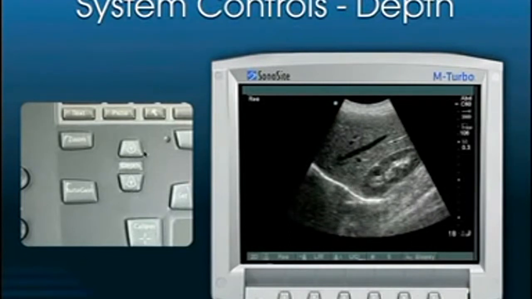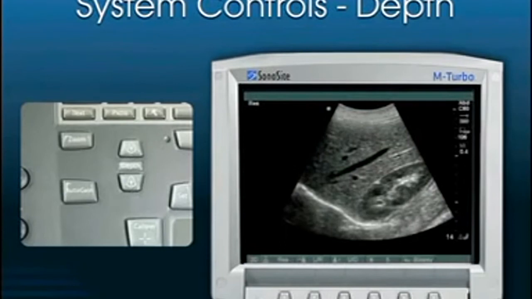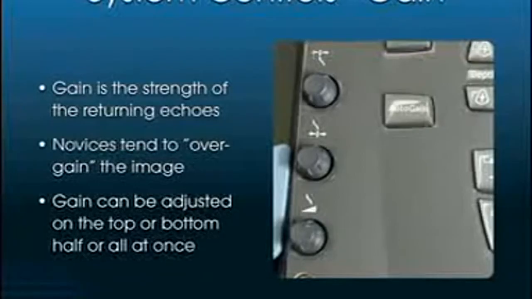We're going to go ahead and depress that button one more time, and now we're only taking the sound down to 14 centimeters, and now Morrison's pouch appears much larger on the screen. And these are little 1 centimeter hash marks that we see coming down the screen here. If you add them all up, they equal 14. So decreasing the depth maximizes the screen real estate.